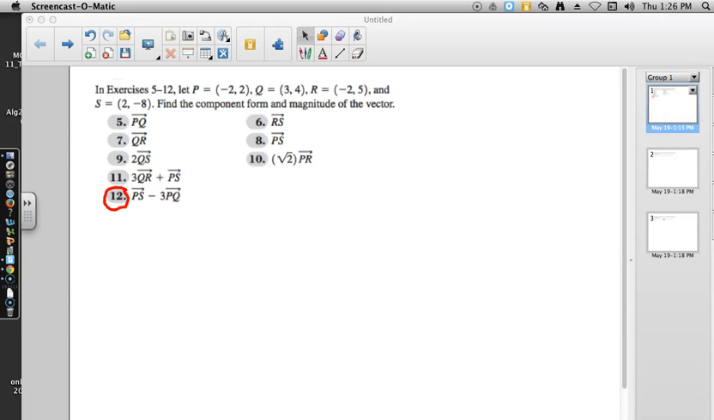These are the frequently asked questions for pre-calculus for section 6-1, day 1. I'm going to start with number 12 here. The first thing we want to do is get these vectors in component form.